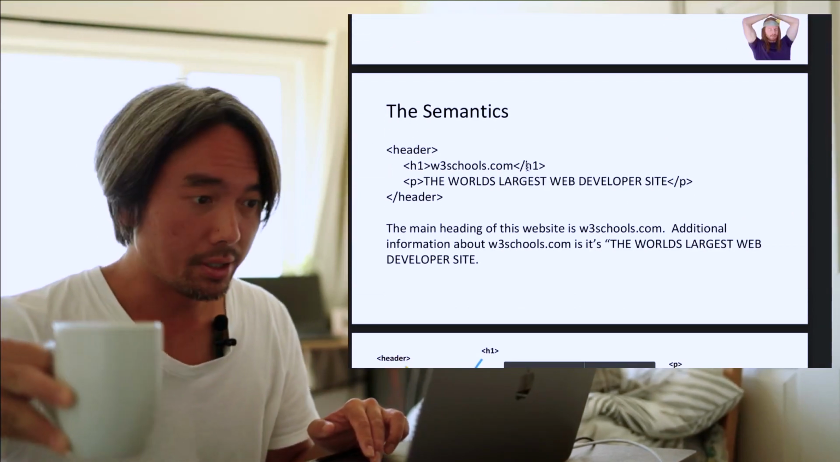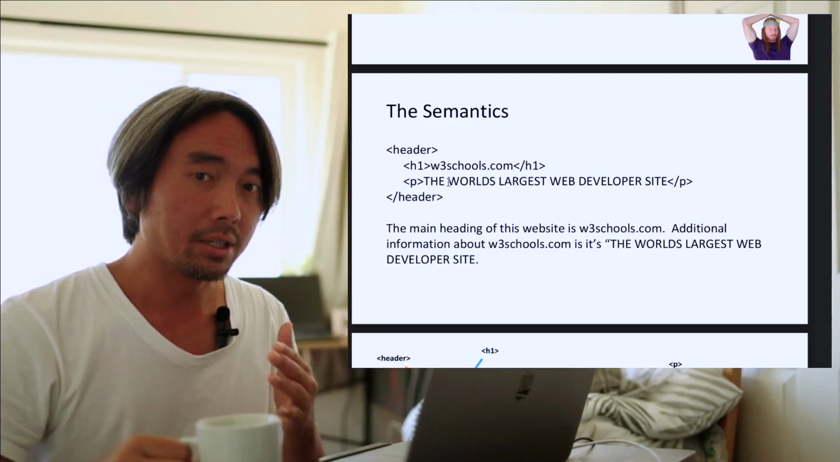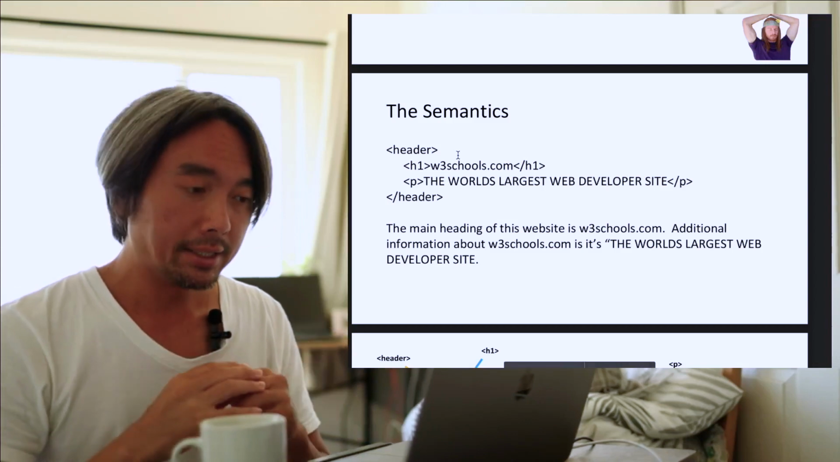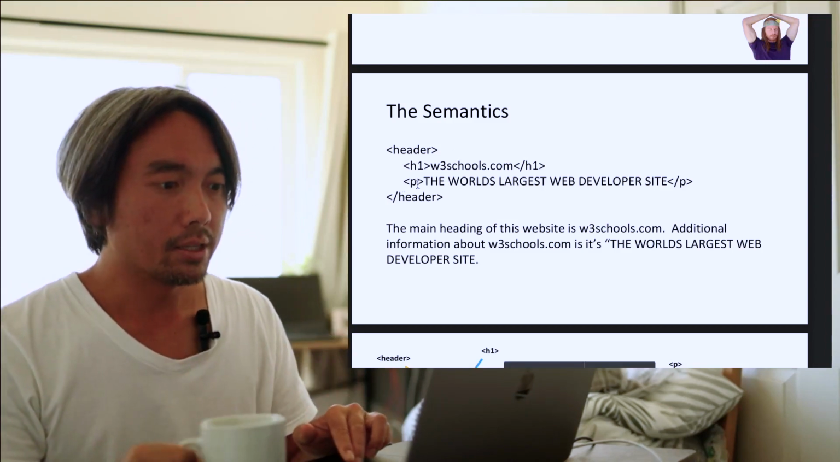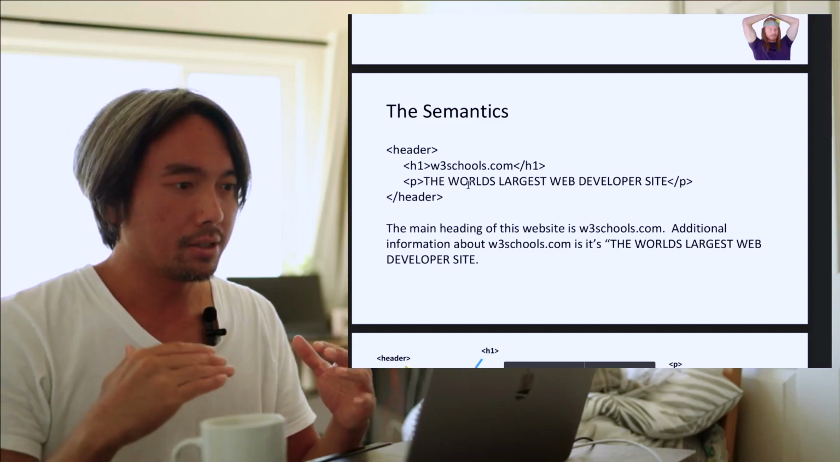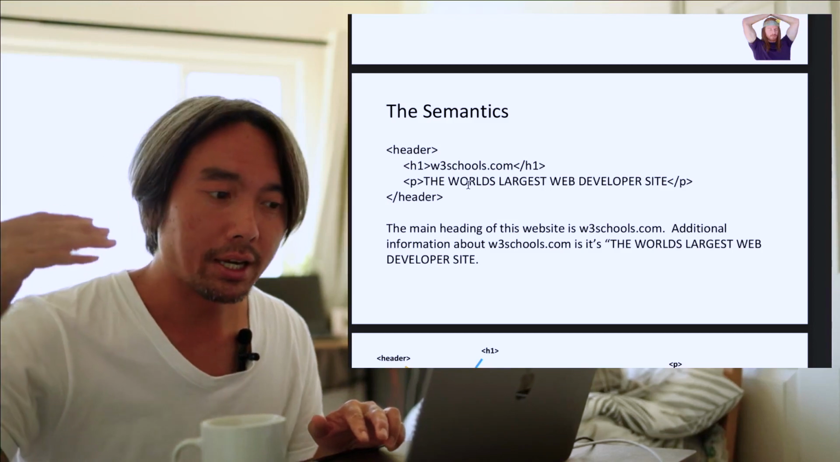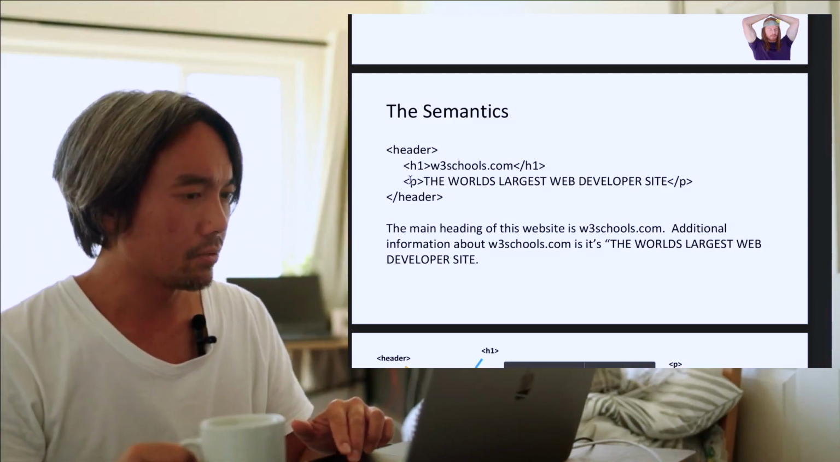H1, of course, is the main title of the page. Again, the H1 tag semantically describes that, hey, this piece of content right here is the main title of this page. And this P tag says that, okay, this text is just, let's say, regular text on the page. It's not an important title, but it is content on the page, and that's what a P tag is for.